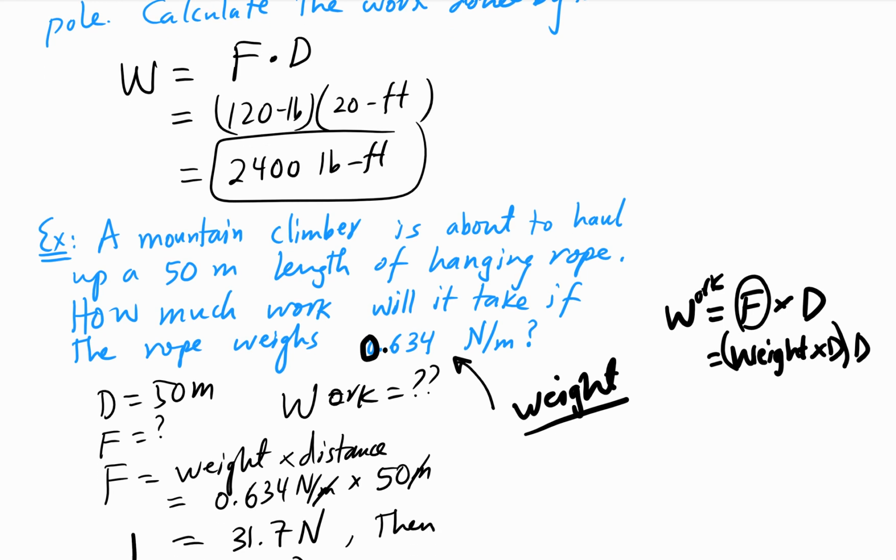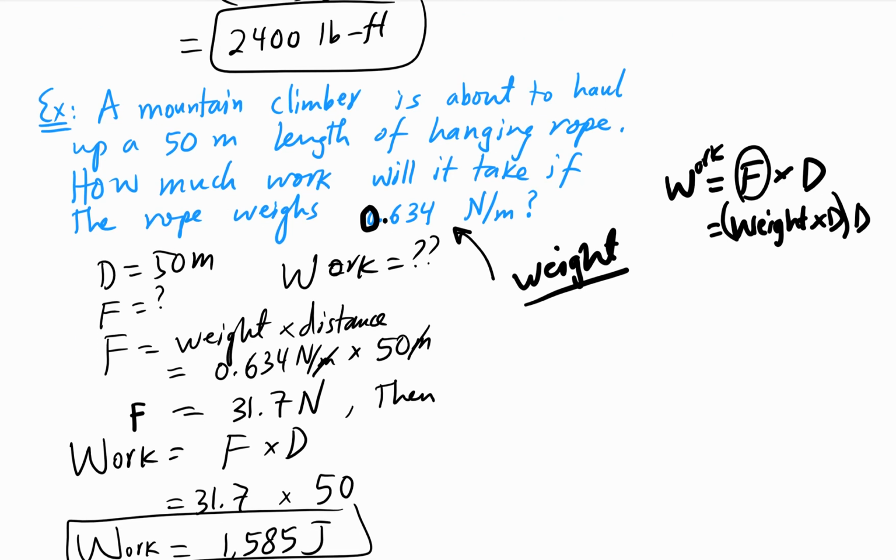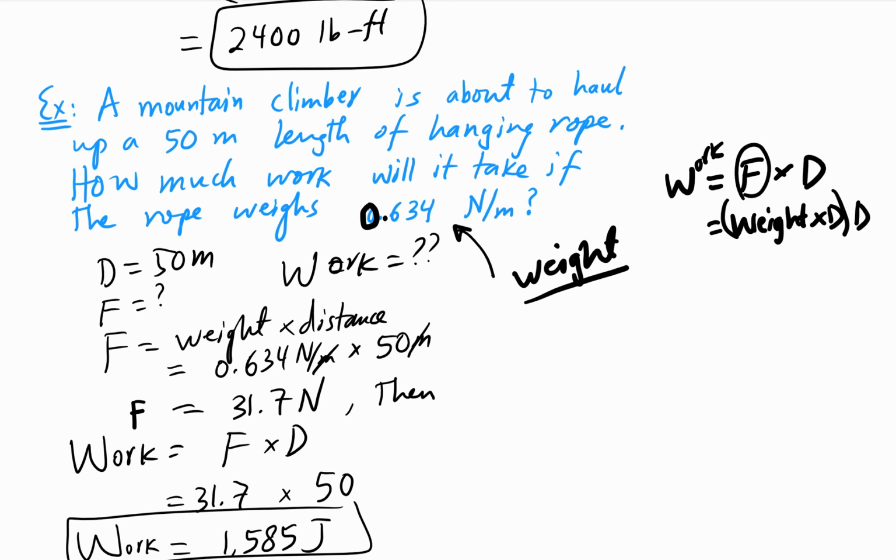As soon as we found the force, we can find the work. So then the work being applied here is force times distance. The force is the one we just found, 31.7 times the 50 meters. And since it's in newtons and meters, so this is in newtons, that's meters, we get 1585 joules.